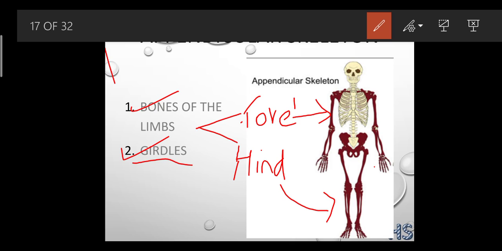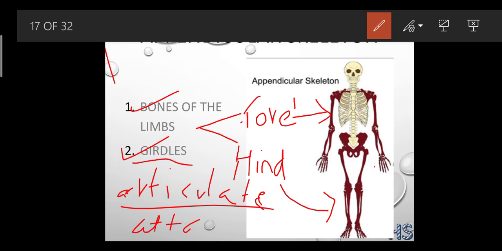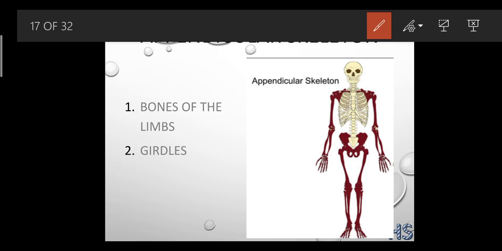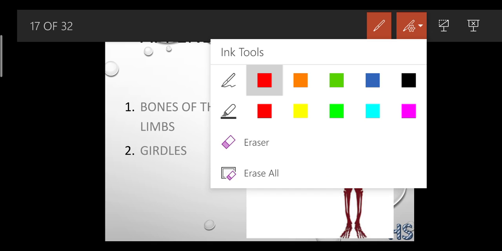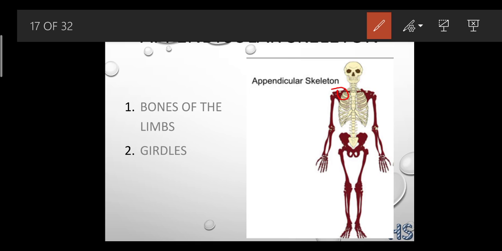Then we have the girdles. Okay, what do we mean by the girdles? They help to articulate the limb bones. What do we mean by articulate? Articulate means to get attached. In easy language, to understand the word articulate, think attach, which helps to attach. See, basically this is the arm section, and this arm section is attached to this shoulder. This shoulder region is attached to this part. So basically they are attached, right? They are attached by the girdles.